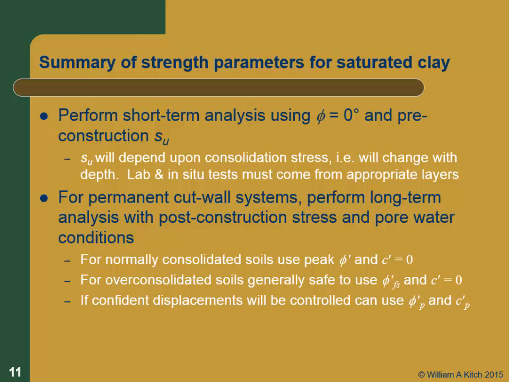If you're sure you're not going to get very much displacement, you can try using the peak strength with your peak cohesion. But you'd better be sure that you've got some condition that's going to keep you from getting to those strains, because it's a fairly small strain. Less than 1% strain will get you to the peak. Now, if you've got some kind of a system that's braced or locked out, you know, you've got permanent tiebacks, or you've got a basement wall that's going to be braced, then maybe that's appropriate. But you'd better be careful.